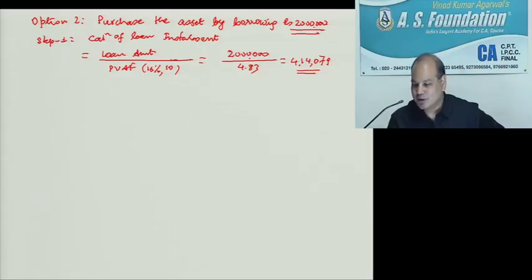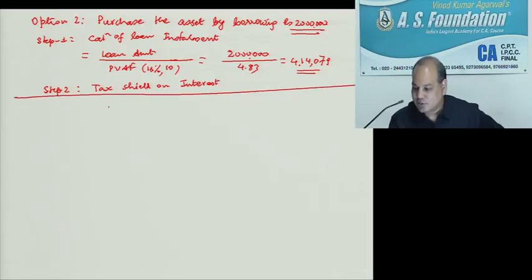One more, step 2. This is the very boring step. Calculation of tax shield on interest. Yes or no? But no problem. Who had asked you to fill that form of CPT? You have to do everything.